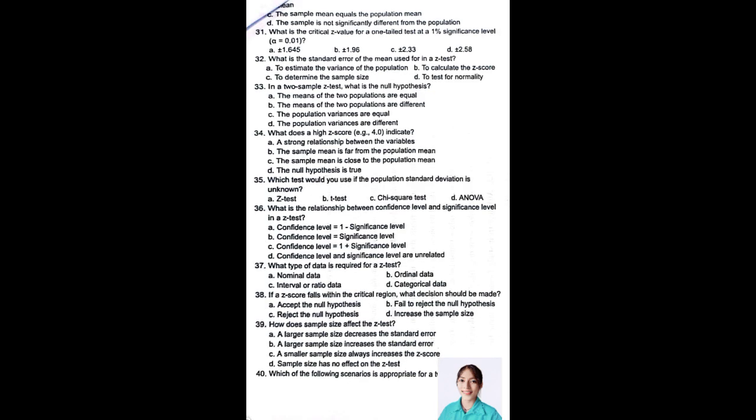Then we have number 30. A researcher conducts a z-test and obtains a z-score of 2.5. What does this mean? So it means that the sample mean is 2.5 standard deviations above the population mean. So that's in option B. Then we have number 31. What is the critical z-value for a one-tailed test at a 1% significance level? So the answer for that is letter C, which is positive negative 2.33.